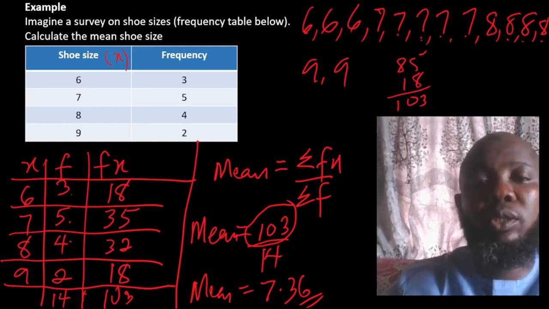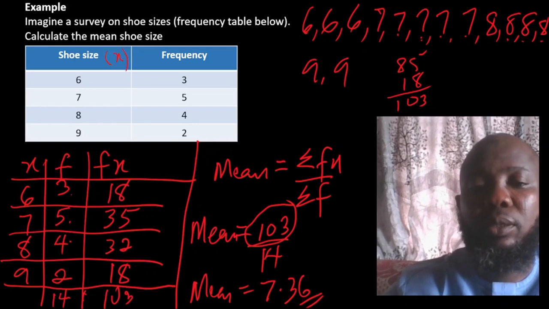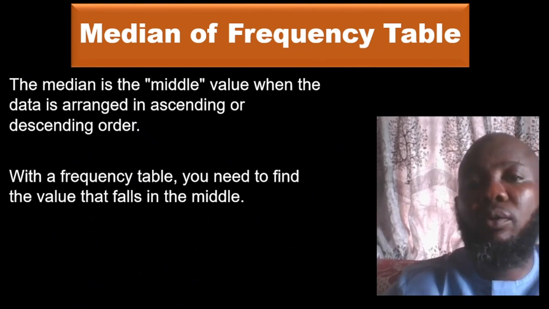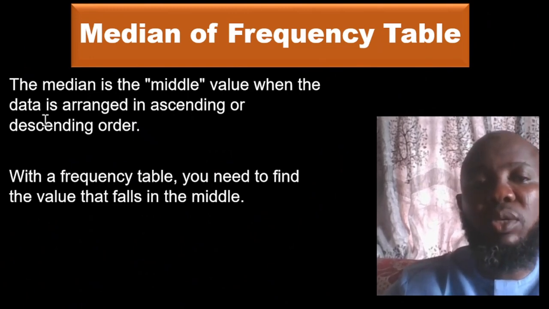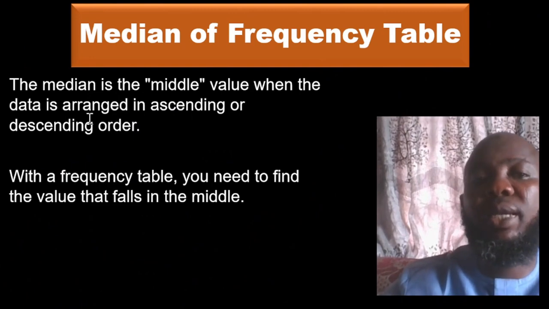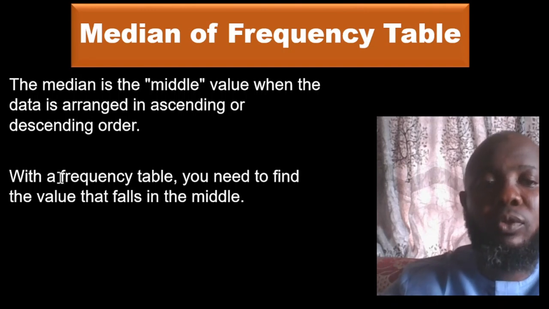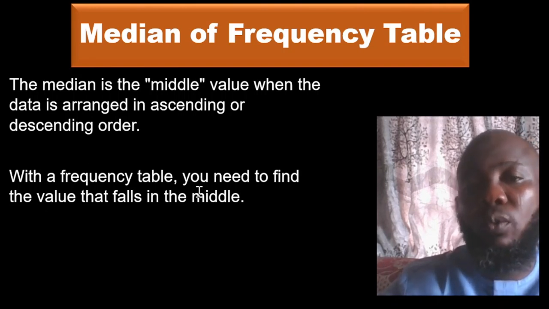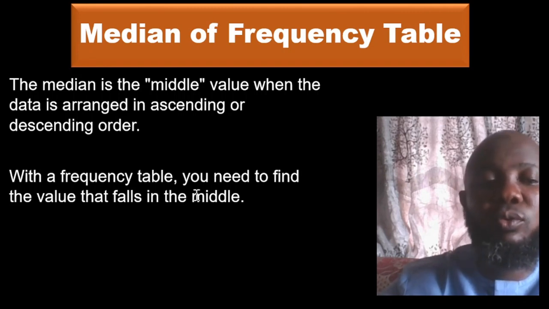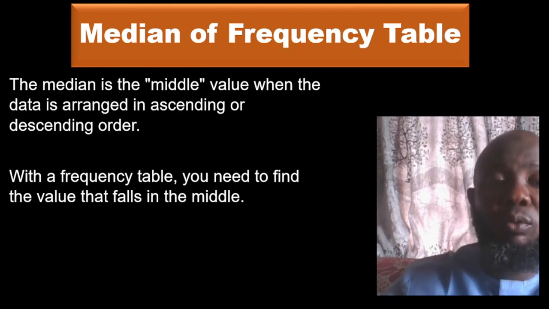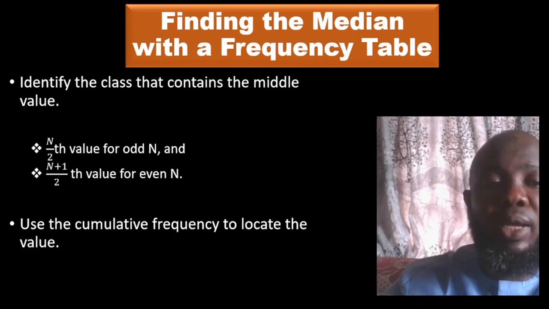So the next one is now to look at the median of a frequency distribution. So the median of a frequency table. The median is the middle value when the data is arranged in ascending or descending order. We've learned that already. So with a frequency table, you need to find the value that falls in the middle. So you have to look for a way to find the number at the middle. So how are we going to do that? That's what we're going to do next.